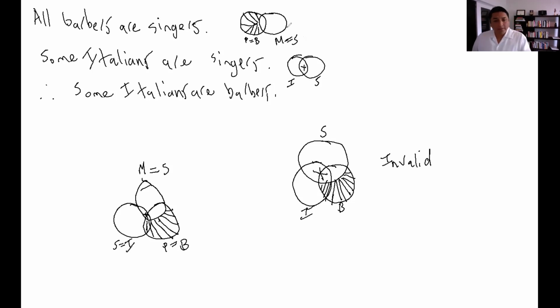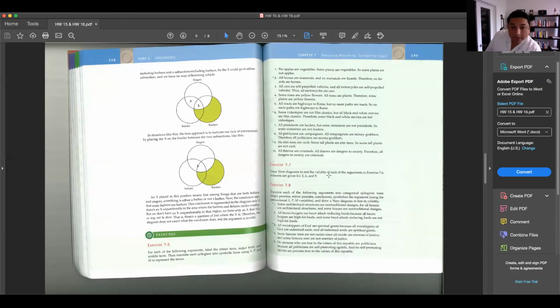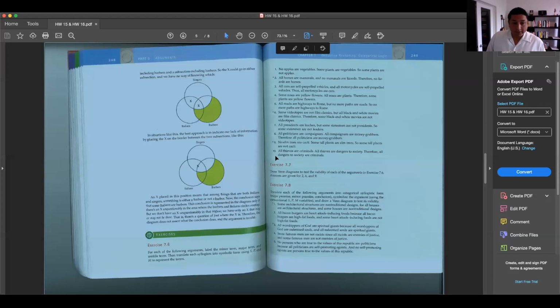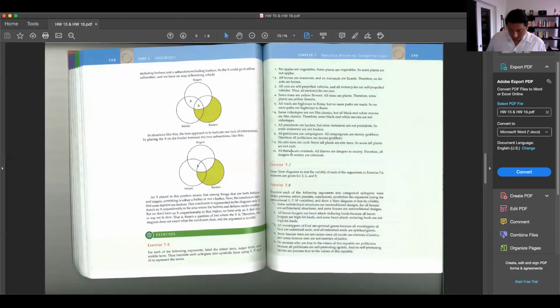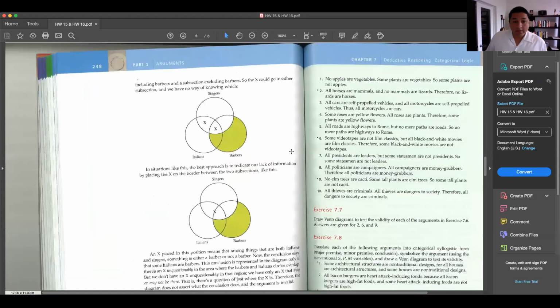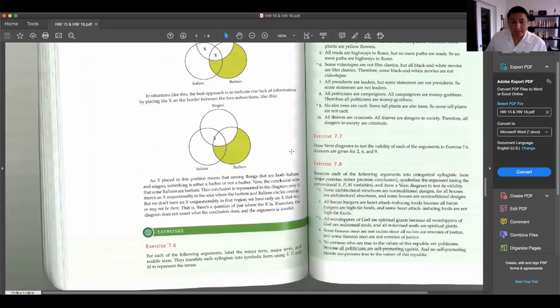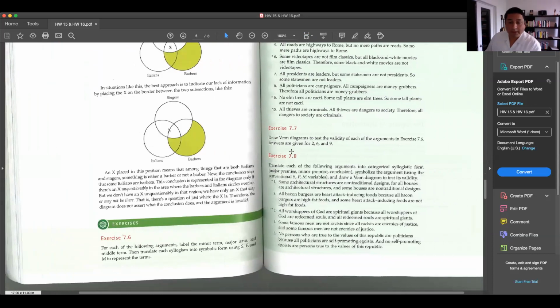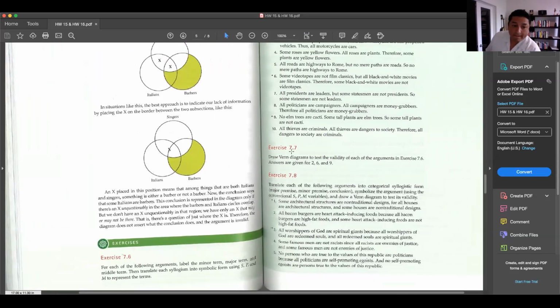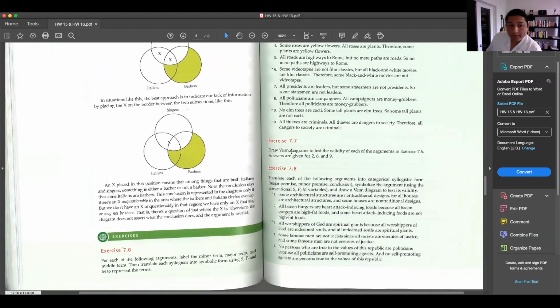Okay, so now turning to the homework exercises, we have to do 7.6, 7.7, and 7.8 for this particular section of the chapter, and I'm going to go ahead and try to walk you through a few of them here. Okay, so the first, 7.6, is really straightforward. It's just a matter of identifying the components of these categorical syllogisms. So I'm going to walk you through a couple of them.